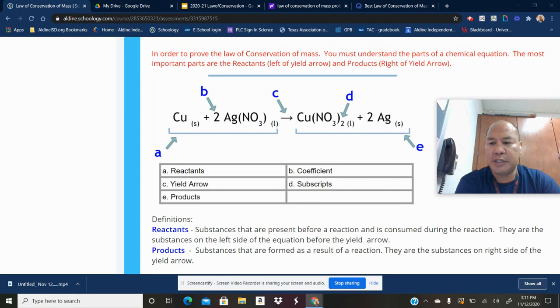Before you can get a full understanding of this law, you must understand what a chemical equation looks like and what the parts of it are. So I'm going to describe that to you. Right in front of you on the screen, you're going to see a chemical equation.